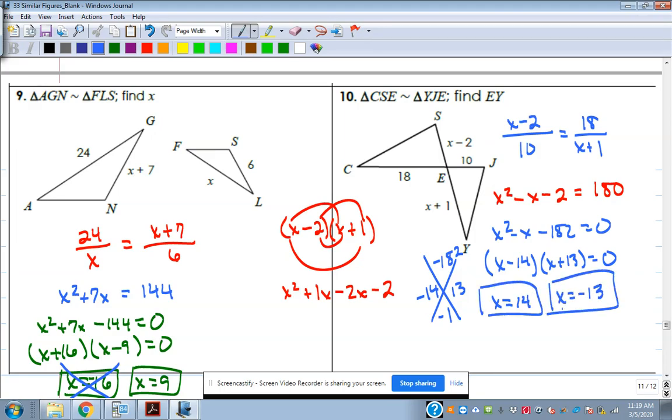Do we keep both of those, throw both of them out? 14 minus 2 works, 14 plus 1 works, negative 13 does not. That's our extraneous answer, so we throw it away. All right, one more.